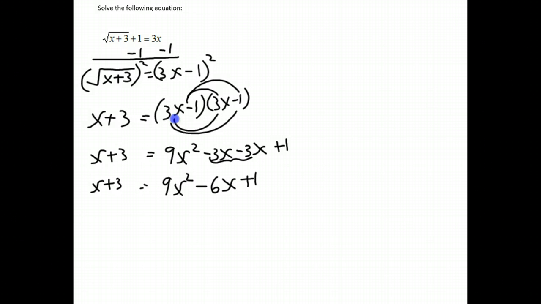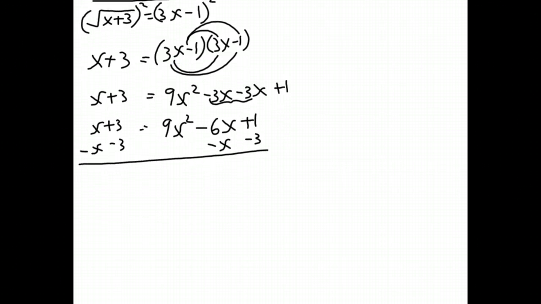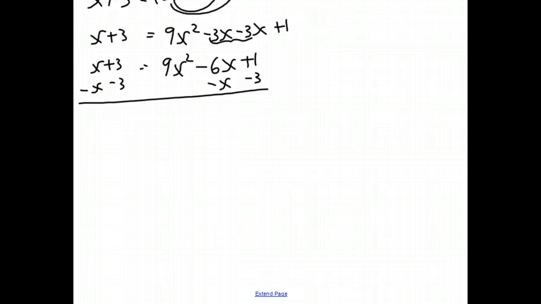And naturally, we'll have to move the x plus 3 over to the other side. So we're going to subtract x and subtract 3 from both sides. Subtract x, subtract 3. And if we move this up a little bit, we get 0 on the left side, and we get 9x squared minus 7x minus 2. And now we're either going to have to use the quadratic equation or factor this. Those of you who remember how to do foolproof factoring will know how to factor this one.